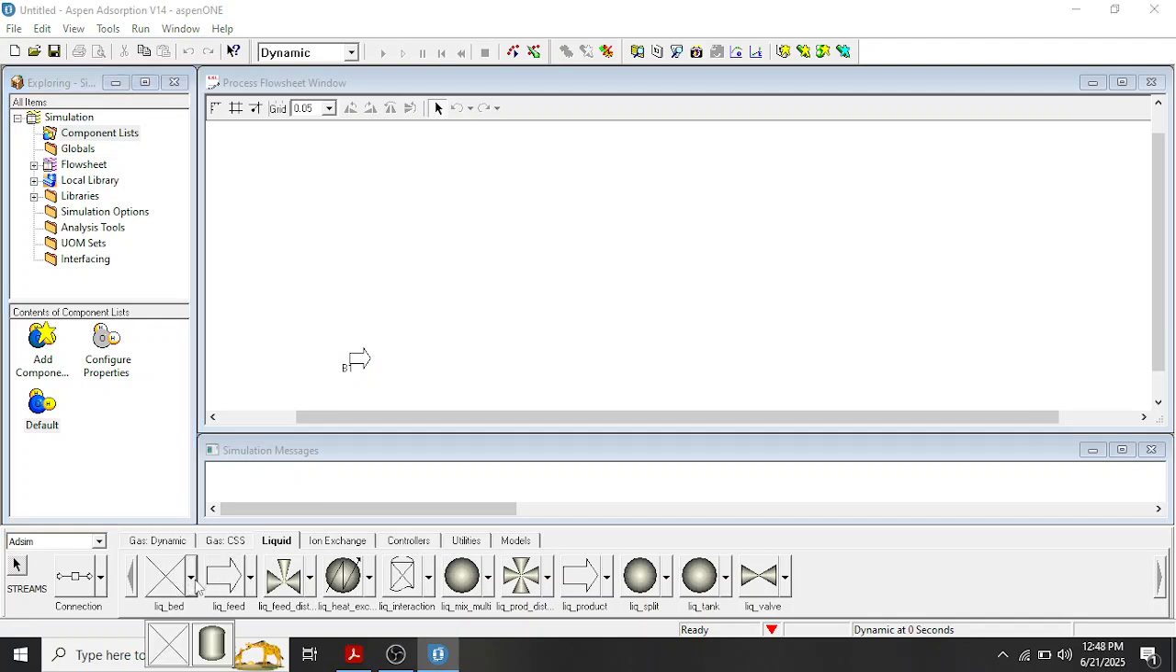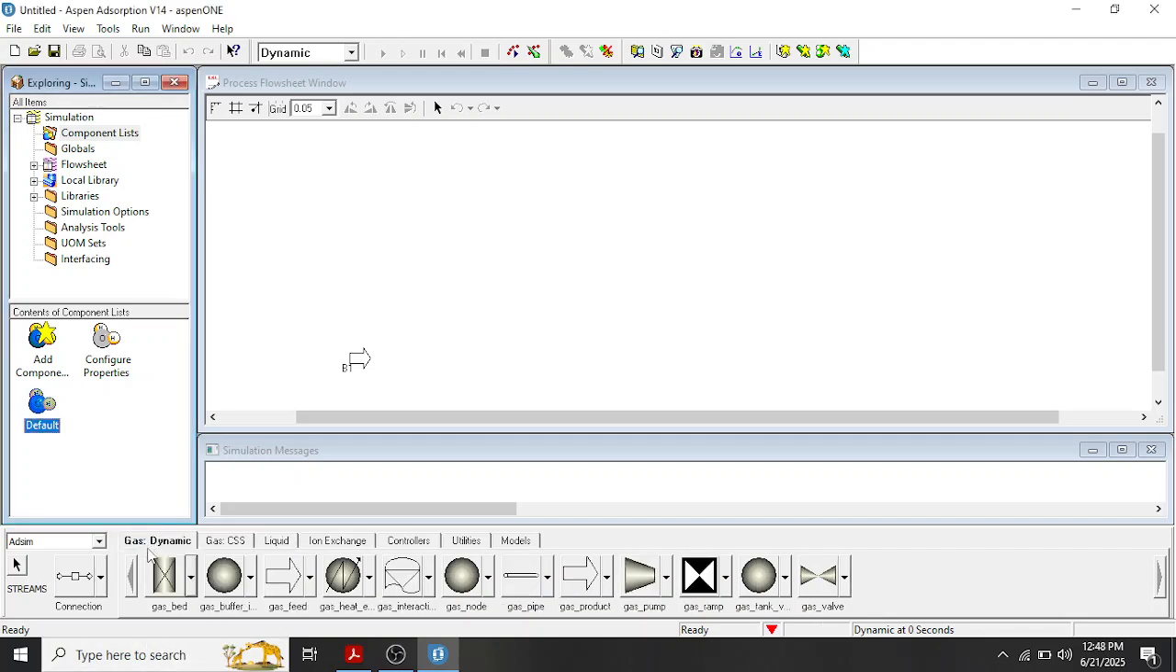This is the icon. You can change the icon from this one to this one. This is the gas bed. This is the liquid bed. Here you can see gas dynamic, liquid, ion exchange, etc. These are various options. You can design the ion exchanger, the gas bed, a packed bed for gaseous components. So I'm using the liquid bed.